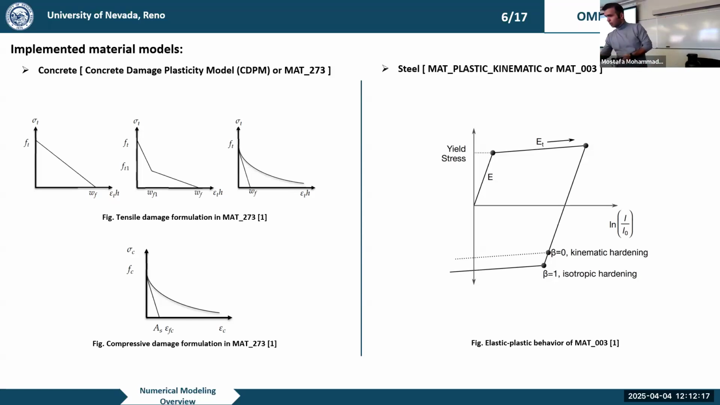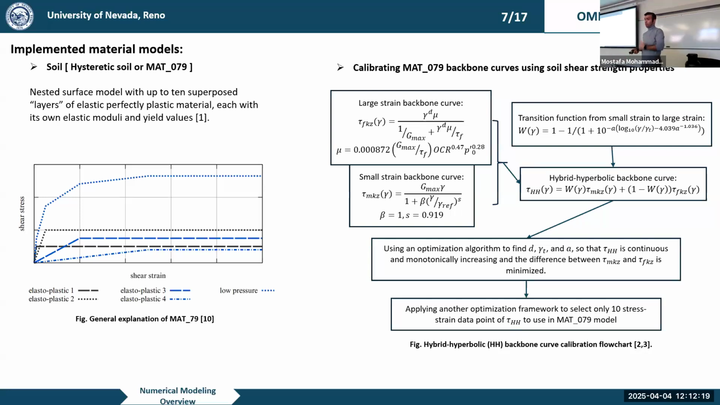That being said, the most important aspect of my modeling was the soil. So I needed to come up with a soil material that can mimic the behavior of my soil in reality with good accuracy. So we came up with a model called hysteretic soil, or MAT 079. It is actually a nested surface model with up to 10 superposed layers.